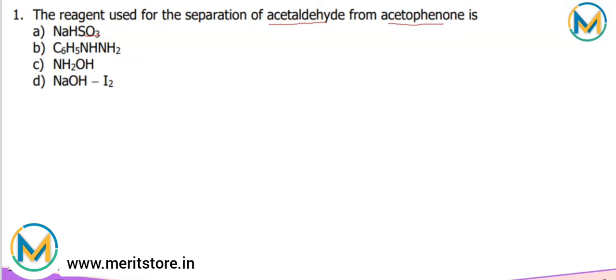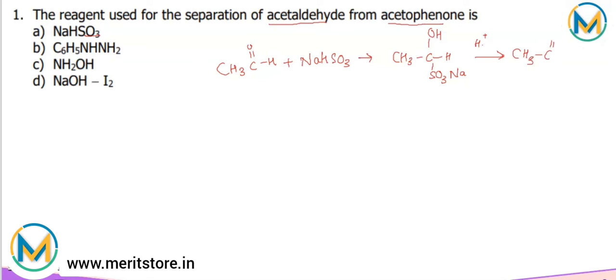So if I write a reaction for this, acetaldehyde, that is CH3 C double bond O H, reacts with NaHSO3. The carbonyl bond breaks down. We are going to get CH3 C OH, this H as it is, and here we get SO3Na. This on acid hydrolysis, we are going to get acetaldehyde again.